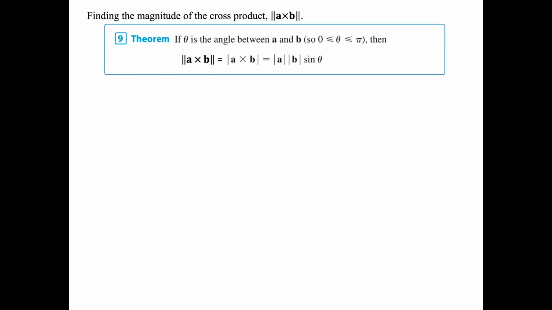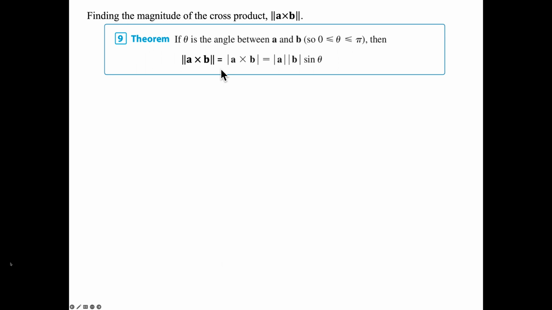Section 11.4, we're going to be finding the magnitude of the cross product. If angle theta is between A and B, it will measure somewhere between 0 and 180 degrees, or 0 to pi. If that happens, then we can find the magnitude of the cross product by taking the magnitude of A times the magnitude of B times the sine of theta. But we have to be given theta in order for this to work.